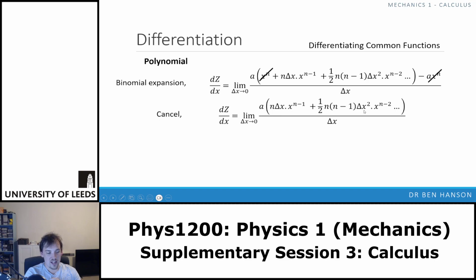Well, now there's a delta x squared here, a delta x here, a delta x cubed in the next one, a delta x to the power 4 in the next one, and so on. Let's cancel those delta x's. What have we got now? Well, that delta x is gone. So we've got nx to the n minus 1. That delta x is not squared anymore, but it's on its own. Next delta x will have 2 instead of 3. The next delta x will have 3 instead of 4.